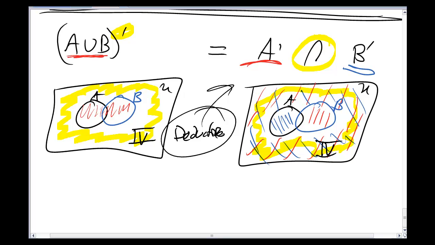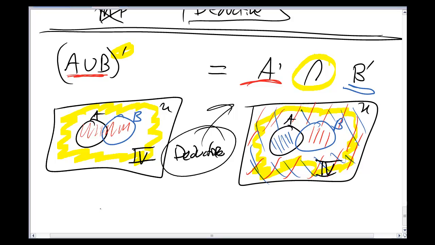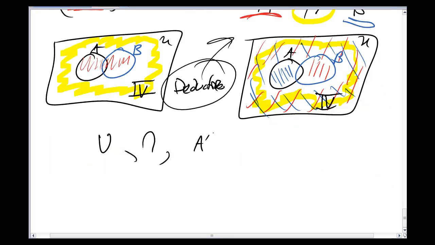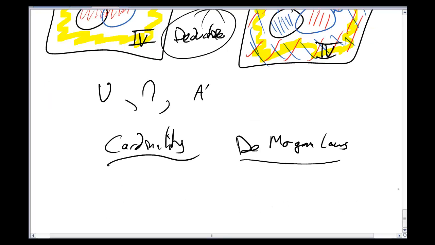So these are the different diagrams that I've got. These are the different rules I can use. So for set operations, I've got union, I've got intersection, and I've got complement. And then I also have the cardinality formula, which talks about counting things, and I also have the De Morgan laws. These are the tools you're going to use to solve the questions in this section of the book.